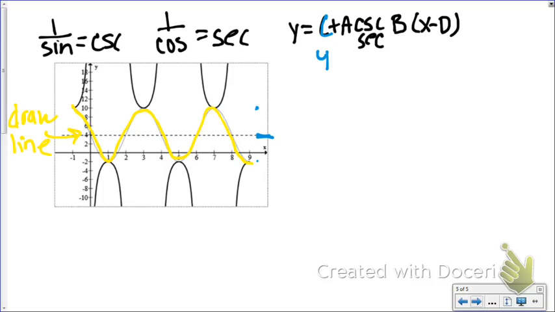Amplitude is still the amplitude of the wave. Amplitude is the distance of that wave, or it's the height right here. That's my amplitude. So in this case, that's 6.